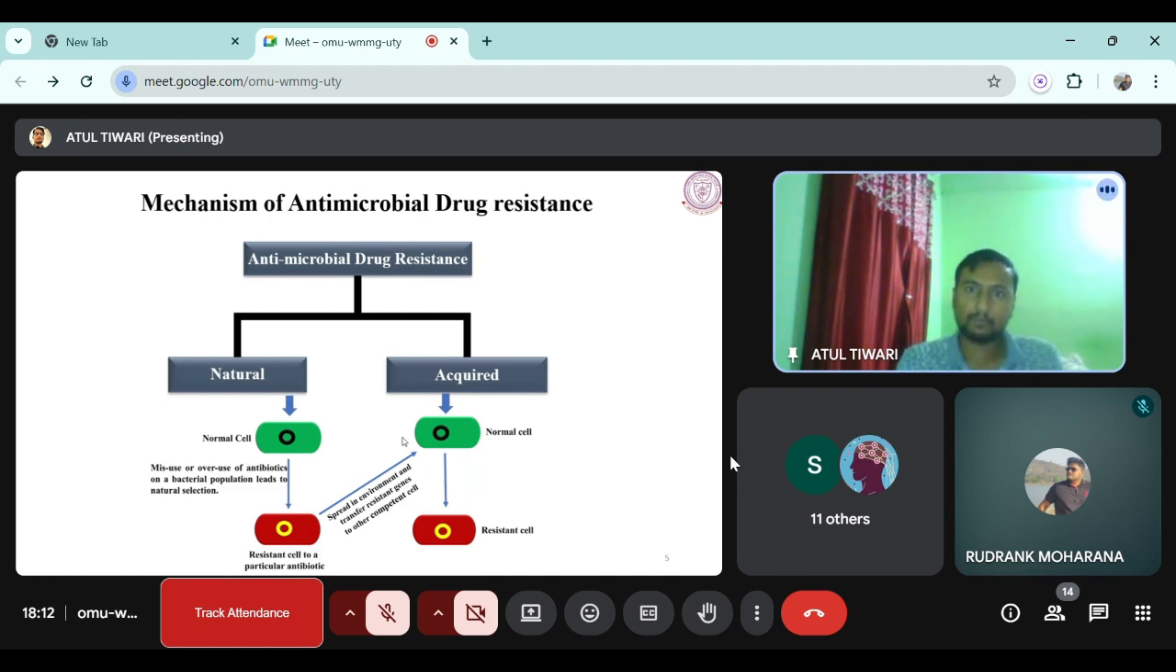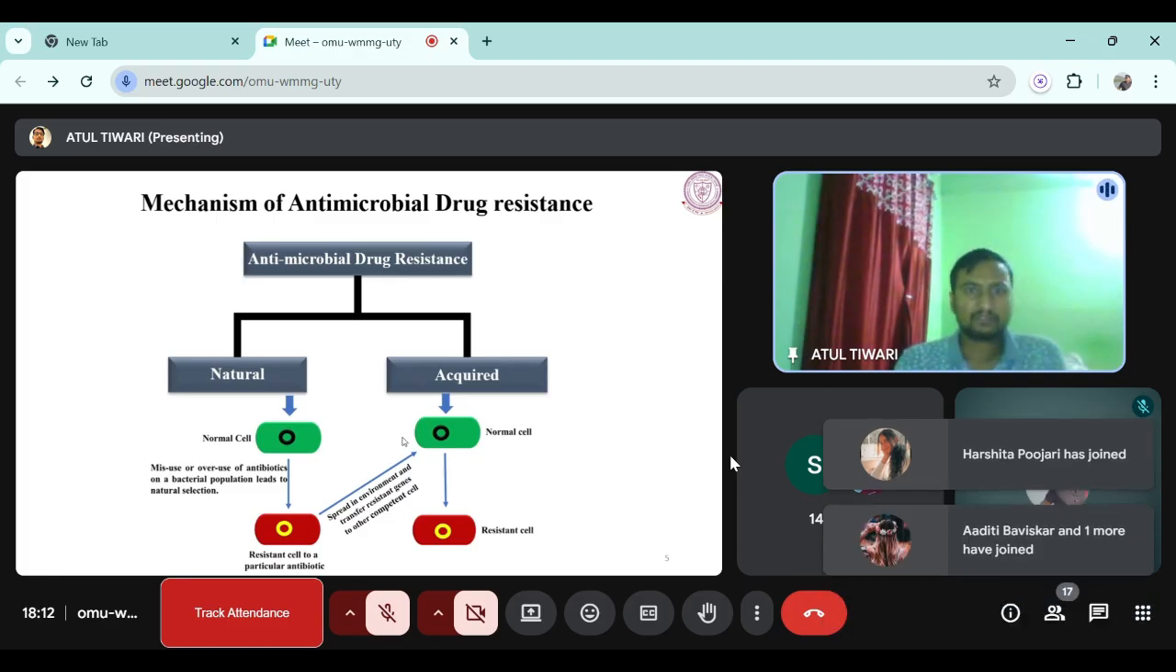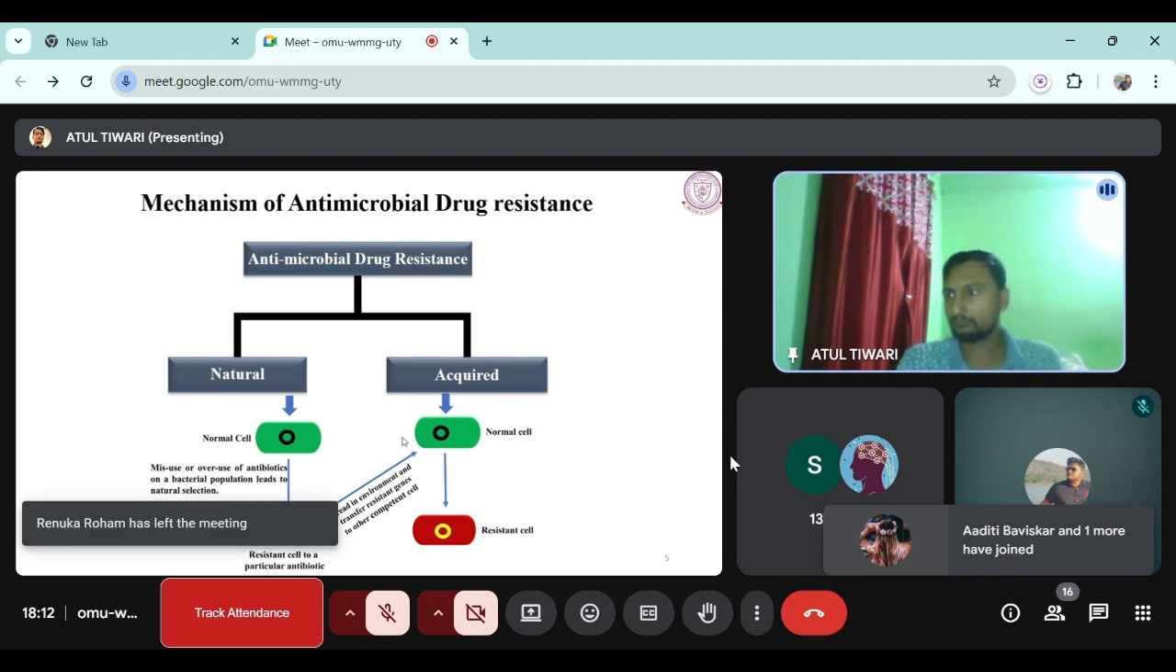Since antibiotics are formulated and developed for very targeted killing against a particular microorganism or pathogenic bacteria, there are two means by which some microbes acquire drug resistance. First is a natural means and second is an acquired means. So naturally, normal cells just grow, in fact, like living organisms such as humans.